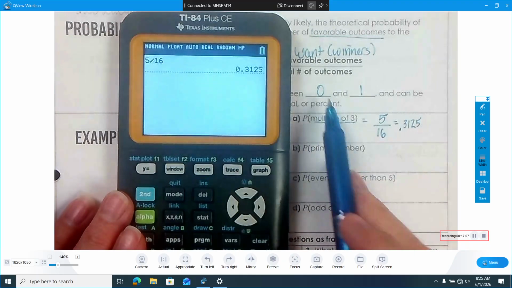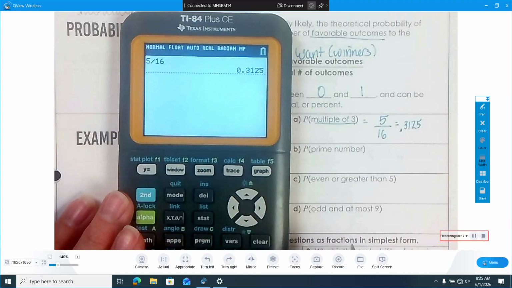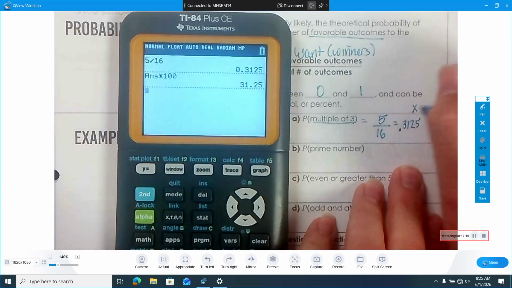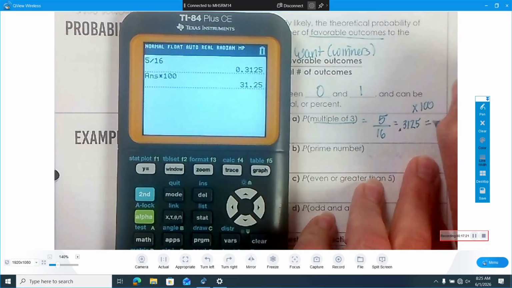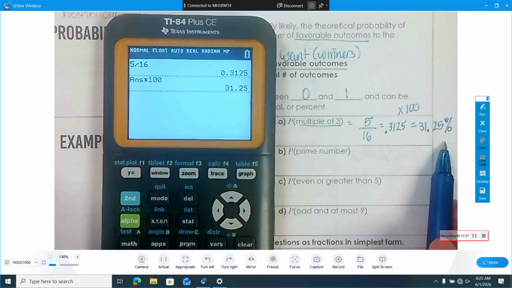You'll notice it's a number between 0 and 1. All right. How do we convert it to a percent? Move the decimal, but it's really because we're multiplying by 100. So times by 100, we get 31.25%, making sure you have that percent symbol on there.